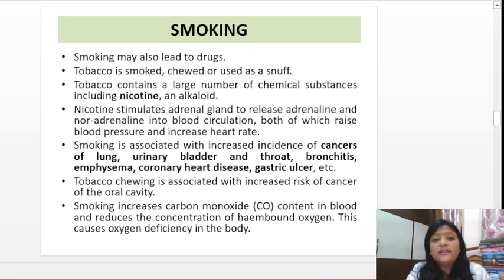So basically what smoking does, it will increase the carbon monoxide content in blood. We know that our blood contains oxygen. So when CO concentration is more than O2, that means carbon monoxide content is more than oxygen, it will lead to oxygen deficiency in blood, which is why you'll start having breathing problems. You'll be having breathing problems, and also your lungs will be affected.